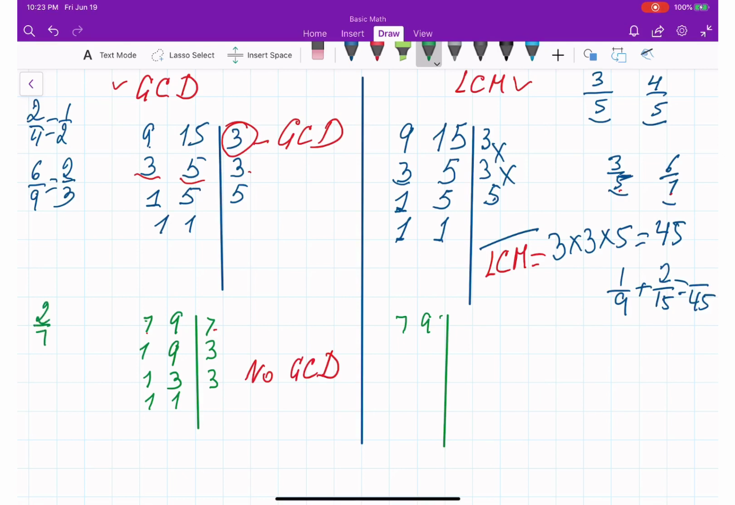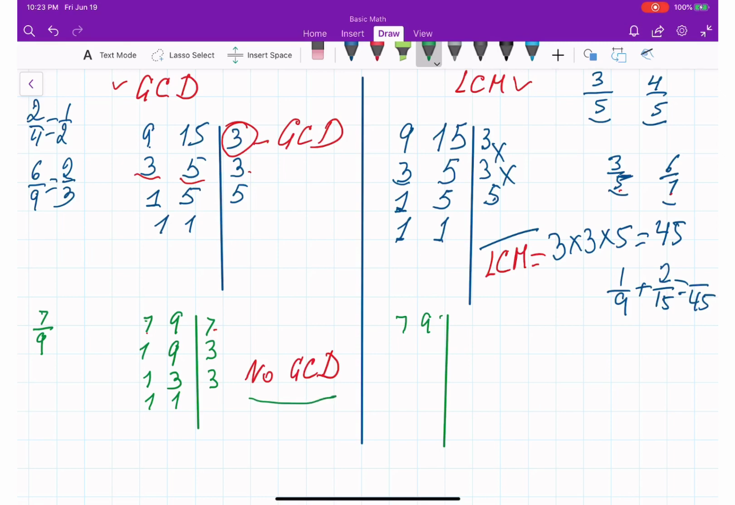So if I have the fraction 7 over 9, I cannot simplify it. It is going to stay the same because we do not have a greatest common divisor.